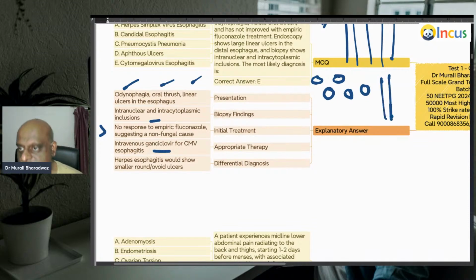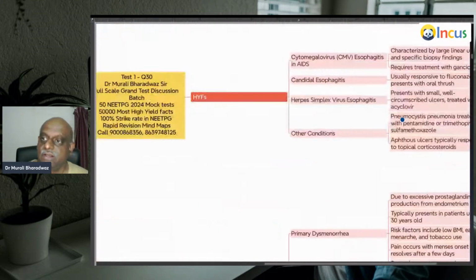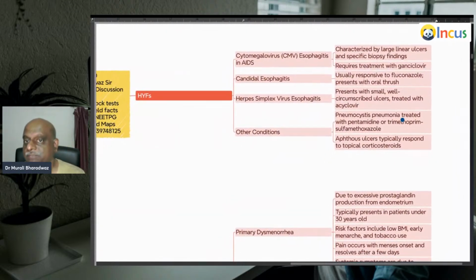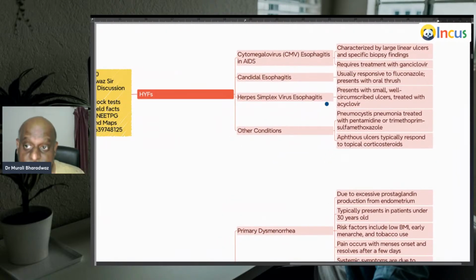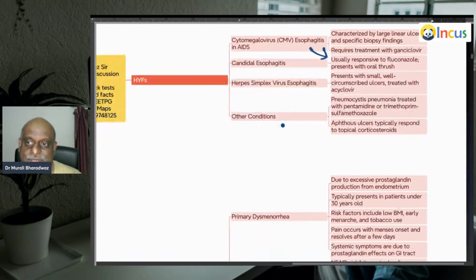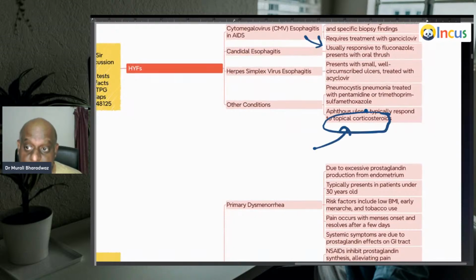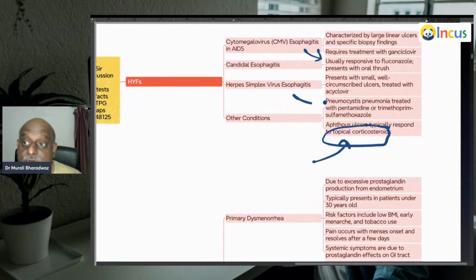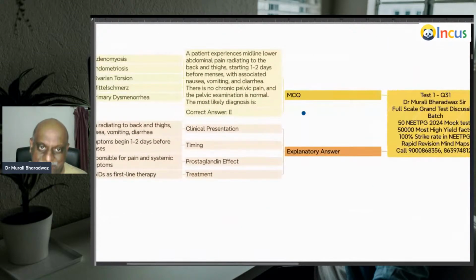CMV esophagitis has linear ulcers in the esophagus. So you need to be very good, doctor. Candidal esophagitis generally responds to fluconazole. Aphthous ulcers respond to topical steroids. Pneumocystis pneumonia is treated with pentamidine or trimethoprim-sulfamethoxazole.